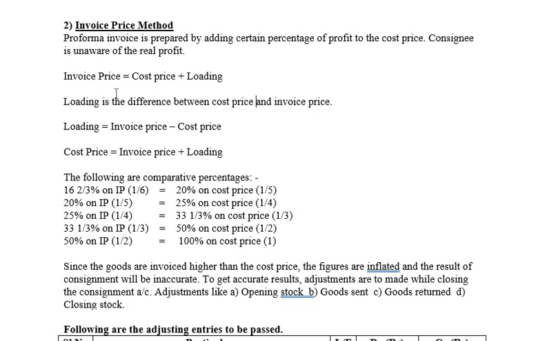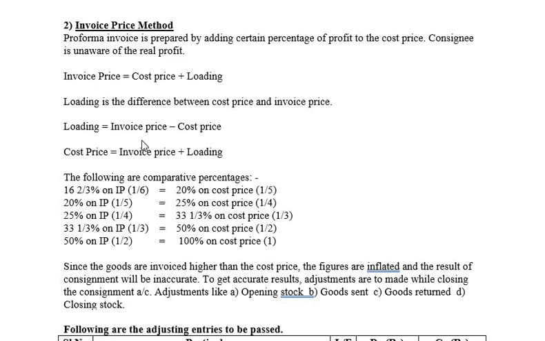Okay, next. Now here you have three different prices being involved. Invoice price is the price which is more than the cost price. So invoice price is equal to cost price plus the loading charges. Now what is this loading? Loading is the difference between cost price and invoice price. And cost price is equal to invoice price minus loading.